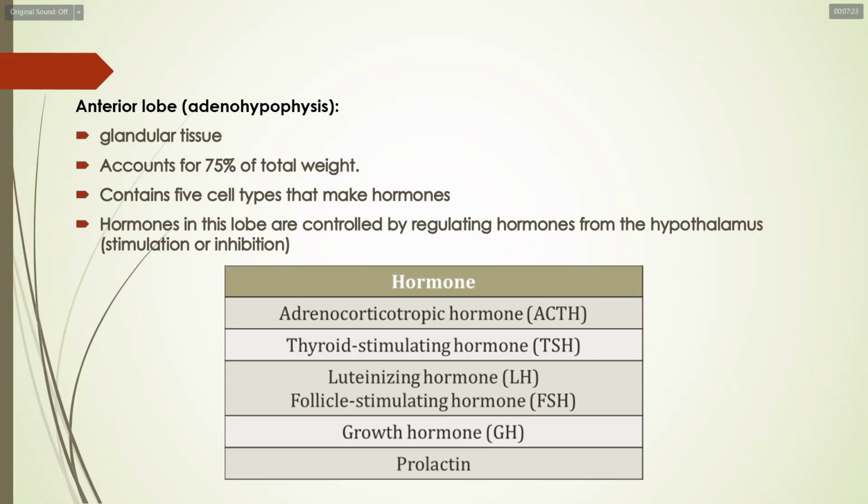The anterior pituitary is a glandular tissue. It accounts for 75% of the total weight of the pituitary gland. It contains 5 cell types that make the hormones: the corticotrophs, which stimulate the release of adrenocorticotropic hormone; the thyrotrophs, which release the thyroid stimulating hormone; the gonadotrophs, which release LH and FSH; the somatotrophs, which release growth hormone; and finally, the lactotrophs, which release prolactin. Hormones in this lobe are controlled by regulating hormones from the hypothalamus, either stimulating or inhibiting hormones.